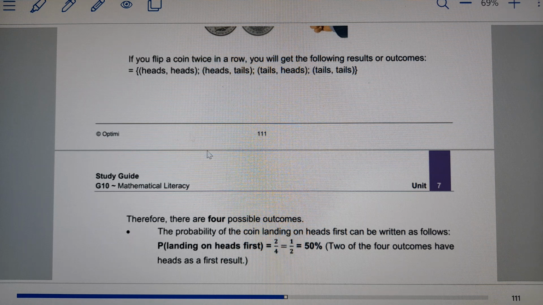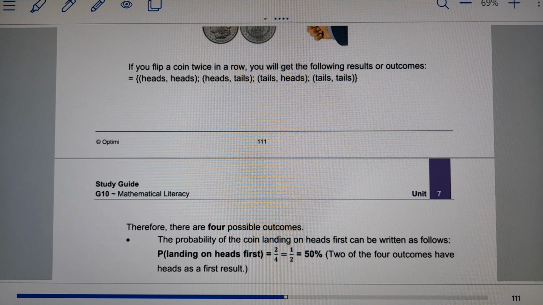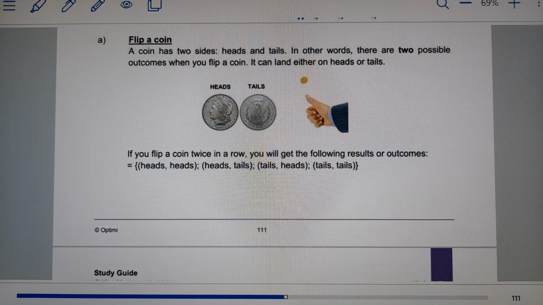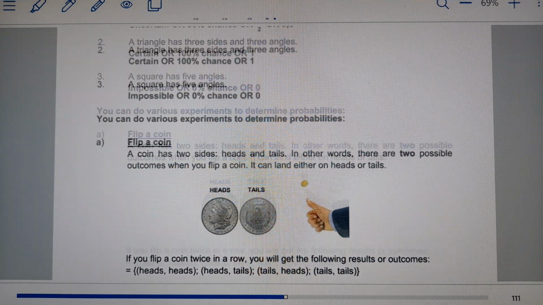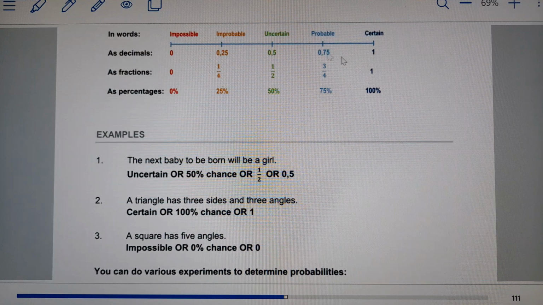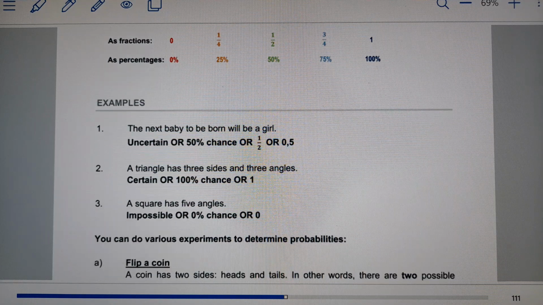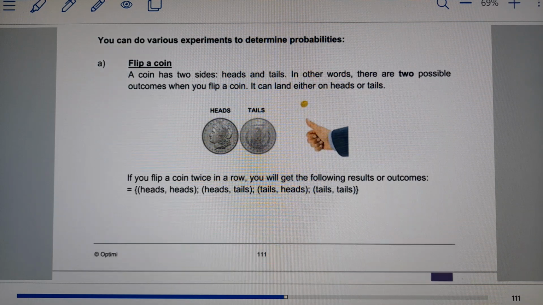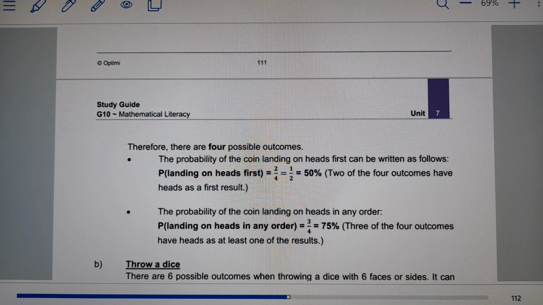Okay, so it's 2, and the total outcomes is 4, and that probability is 1 over 2, which means it is, according to the probability scale, uncertain, if I'm not mistaken. Let's go to our probability scale. So 1 over 2 means uncertain. Yes, 1 over 2, uncertain. Okay, so you see how you define probability. I will explain this nicely when we get to tree diagrams so that you will see it.